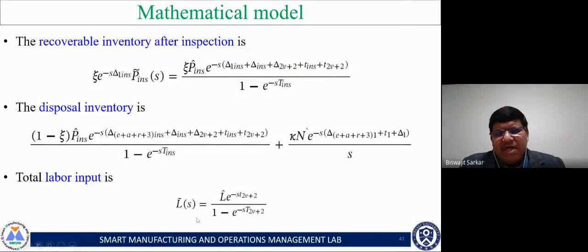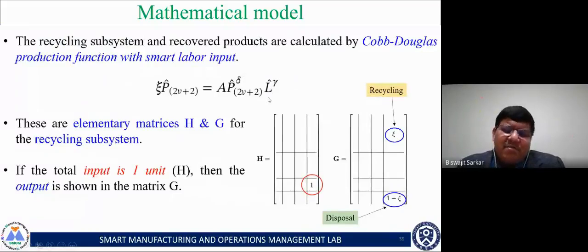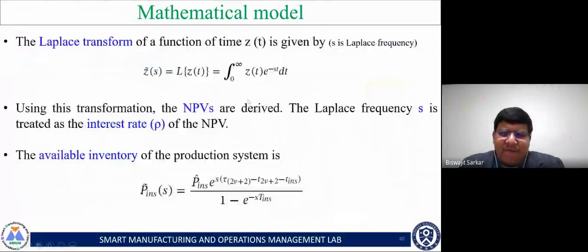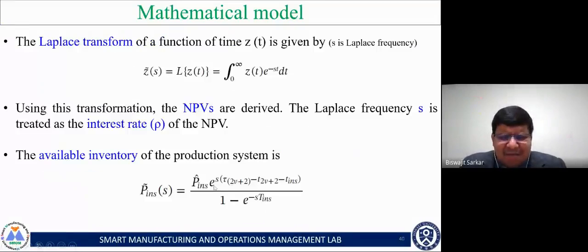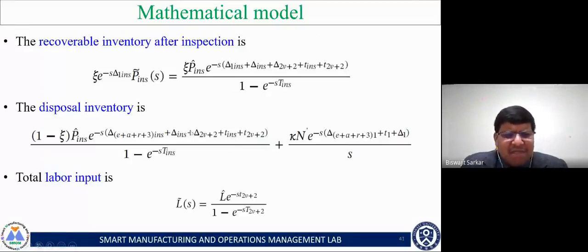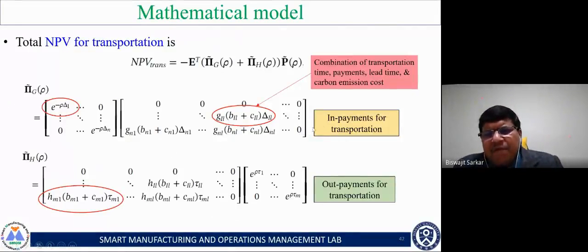That means how much input each laborer gives. This is the amount of labor, how many skilled laborers we are taking, and by first taking the Laplace transform and then the inverse Laplace transform, we get the labor input, that each laborer can contribute this amount of work. And this is some calculation using that inverse transformation, and there is some big calculation in the calculation of the recoverable inventory and disposal inventory. And then an important task here is the payment, when it is entering and whenever it is going out, both ways the transportation cost.